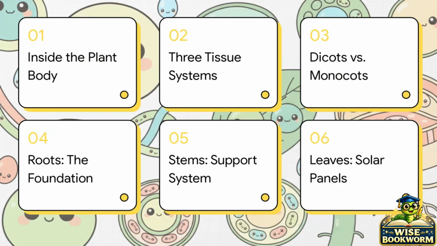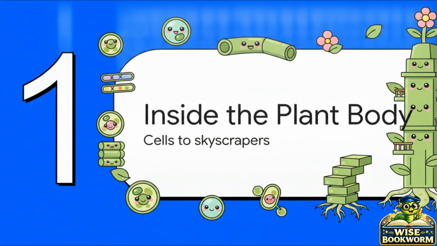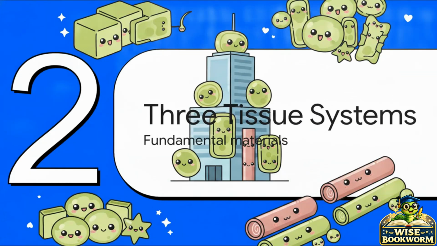So here is our itinerary for today's microscopic tour. First, we'll look inside the plant body, then check out the 3 essential tissue systems. After that, we'll compare dicots versus monocots, and finally explore the organs. Roots as the foundation, stems as the support system, and leaves as the solar panels. All right, let's jump right into part 1, inside the plant body, where we go from basic cells to biological skyscrapers. Which brings us nicely to our second stop, the 3 essential tissue systems.